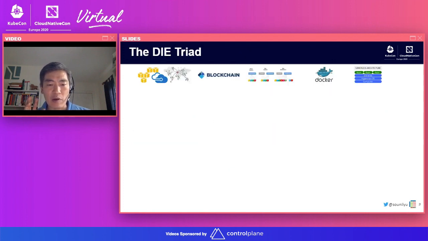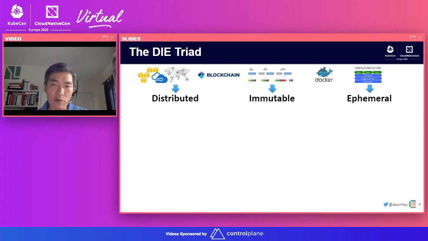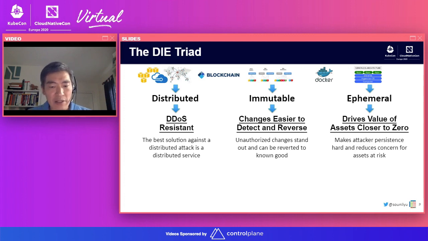There are three core design principles that undergird these different solutions. Each exhibit some quality of being distributed, immutable, and ephemeral. And these three core design principles form what I call the DIE Triad. But more than just helping with security, there are a lot of security benefits that these different principles confer. More than that, it turns out these new patterns actually eliminate the need for security at all.